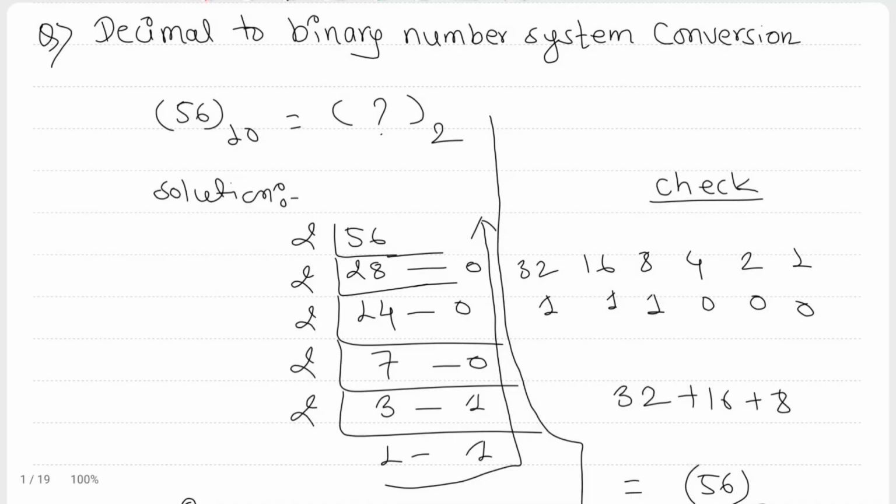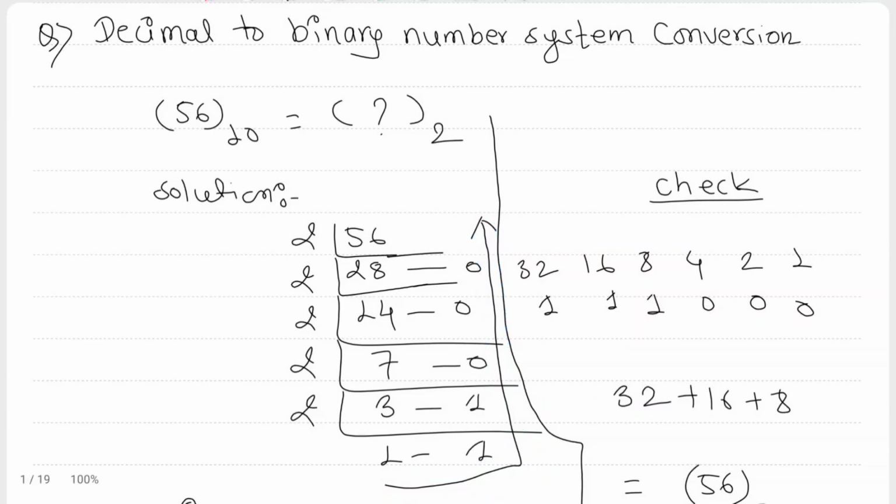We have 56 base 10 and this number is converted into a binary number. So we divide by 2, repeatedly divide, and write down the remainders. This is the remainders. And then after we write down from bottom to top, or reverse order. So we can easily check whether our answer is correct or not.